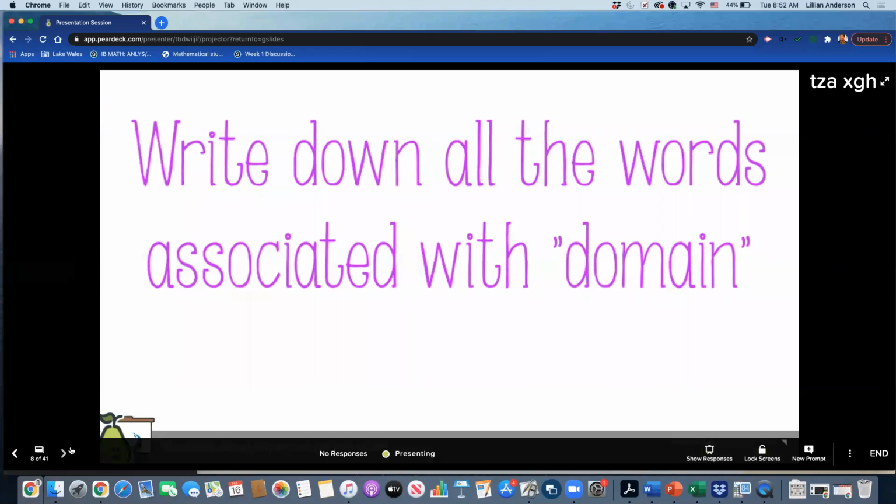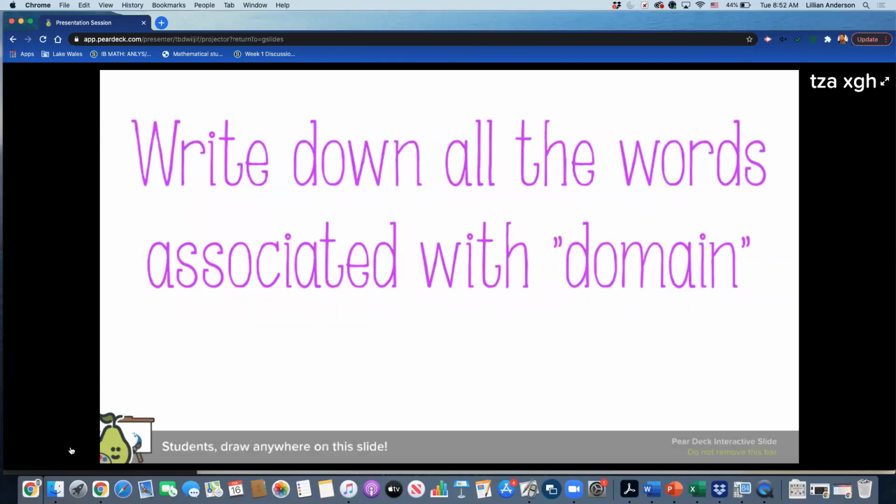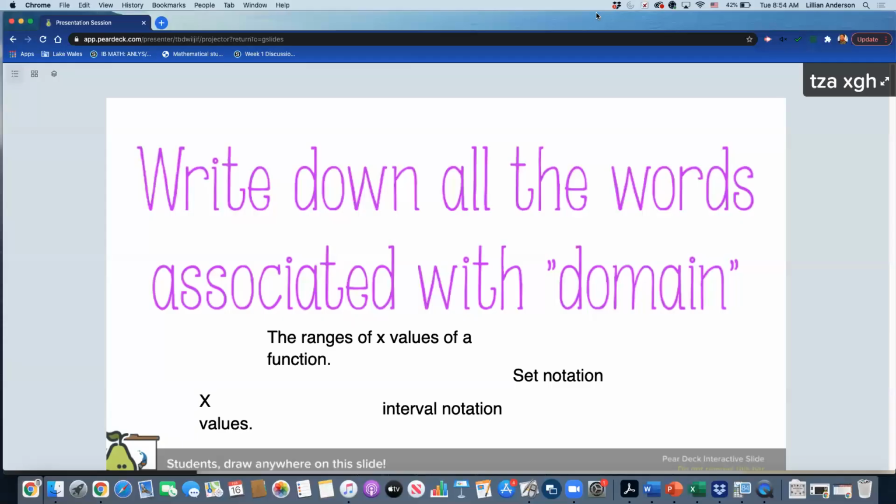So on your pair deck, I want you to write down all the words that you know of that are associated with the domain. Okay? Here's one particular one. We have X values. I think that was kind of consistent across the board. A lot of you guys said X values, okay? Do you realize that domain could be written in either set notation or interval notation?